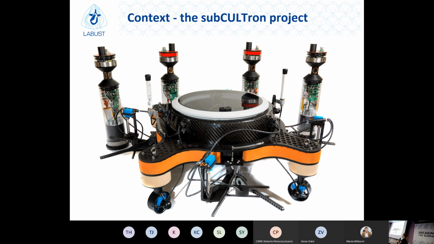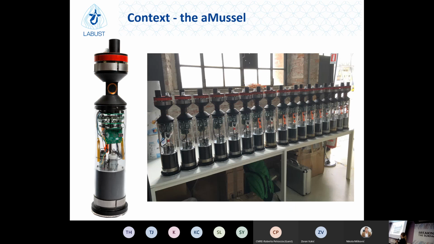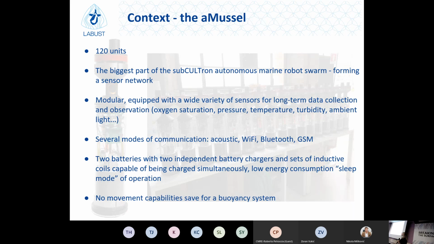So here we see an example of these agents. First, the aMussels. The aMussels are significant because they are by far the largest part of the swarm. There are over 100 units. They are very limited in their movement capabilities. They only have a buoyancy system, which allows them to float up to the surface or sink to the bottom. For any other movement, they require the assistance of the aPads. Significantly, they have many sensors, and the goal, of course, is for them to collect as much data as possible and for the aPads to redeploy them to certain locations which would be of interest to detect anomalies or simply provide monitoring on a long time scale.